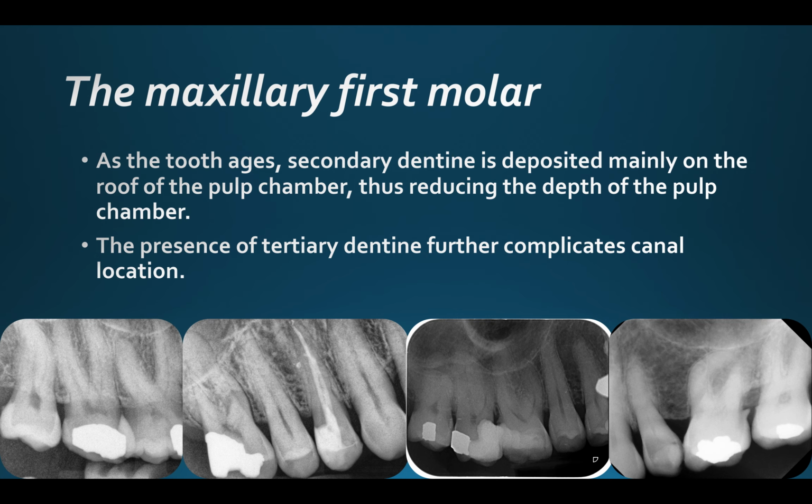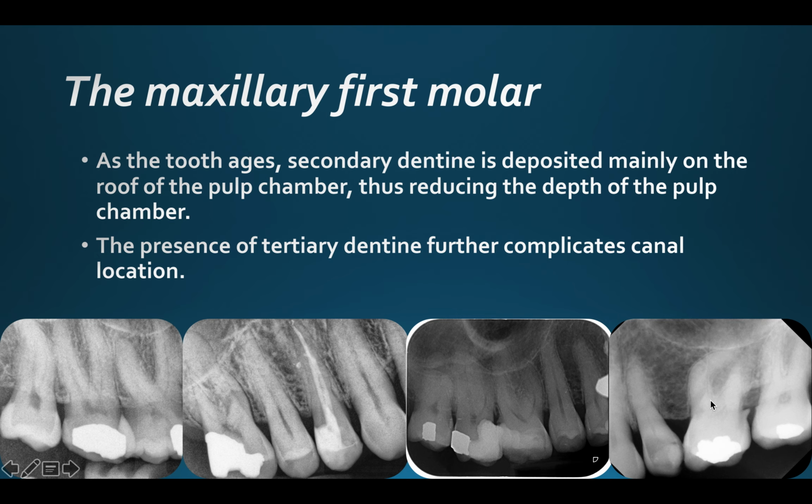As the tooth ages, secondary dentine will be deposited on the roof of the pulp chamber. Therefore, the size of the pulp chamber will become reduced, and locating the canals will become more difficult because the pulp chamber will become calcified. The size of the orifices of the canals will become reduced, and then it will be difficult for us to locate canals or even see them on the radiographs.